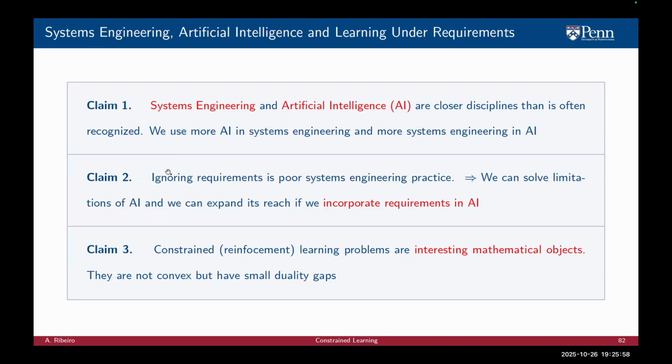My second claim is that ignoring requirements is poor systems engineering, right? If you are a systems engineer and you ignore requirements, you will get summarily fired. And I think that because of this connection, which is stronger than is often recognized, we can solve some limitations of AI if we incorporate requirements in AI. And finally, it's not just useful, but also fun.